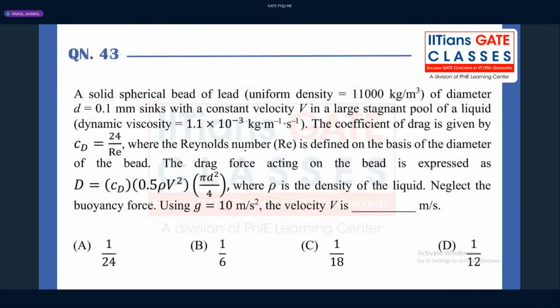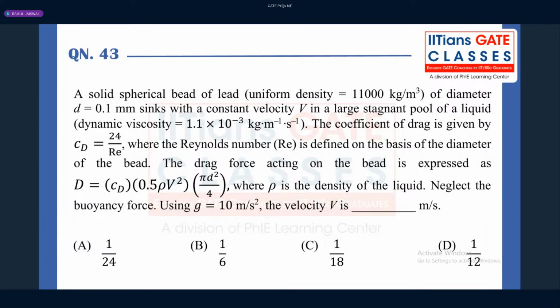Moving on to question number 3 here. Now try to see this question, guys. Here what they are asking: a solid spherical bead of a certain material, that material is lead, which has a density of 11,000 kilogram per meter cube, of diameter d, which is equal to what, guys? 0.1 mm.